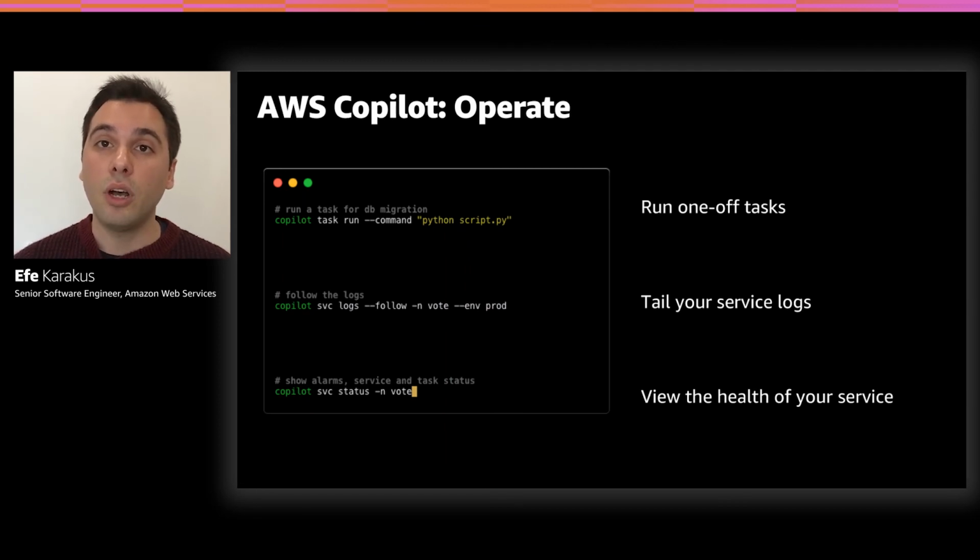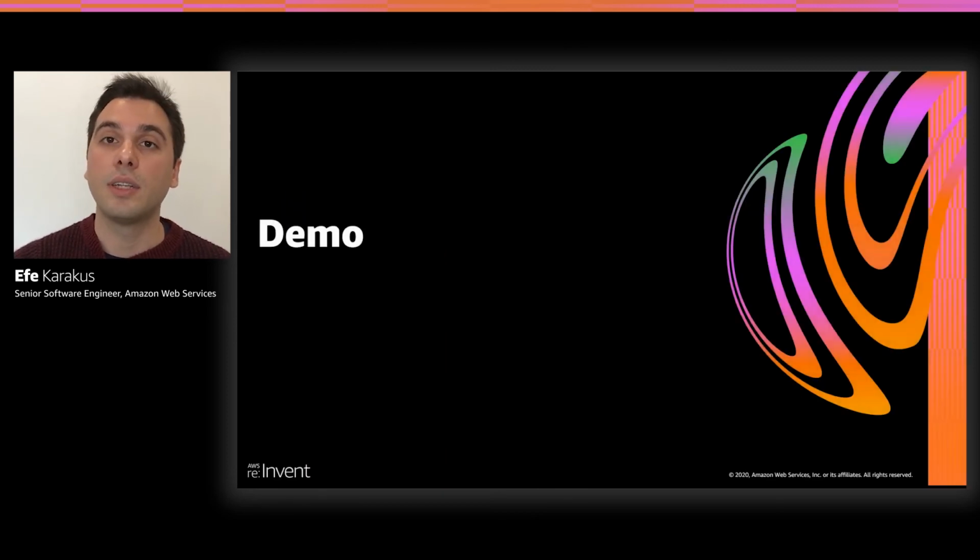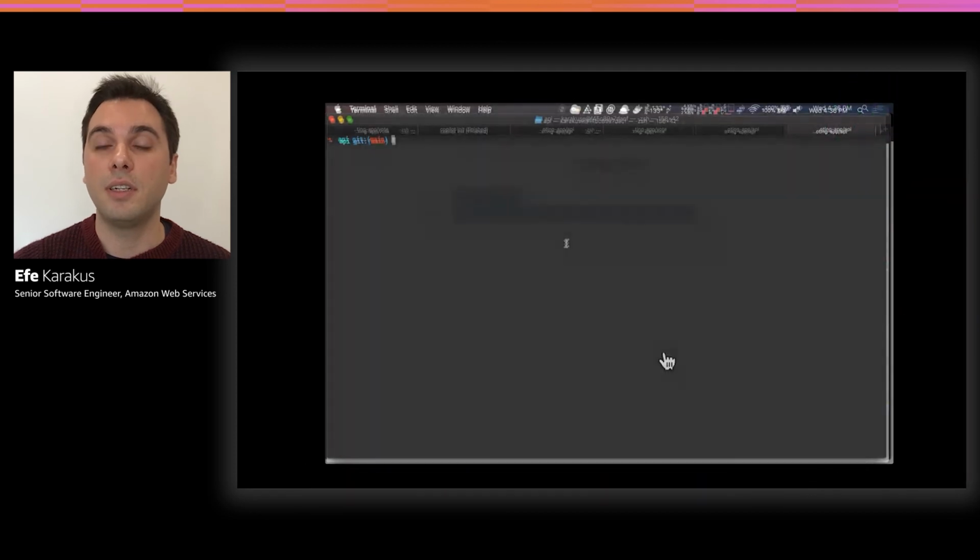If I want to view the logs of my service, then I can stay in my terminal and I can just type Copilot service logs --follow, and that will tail the logs for my service. Or I can type Copilot service status to view the health of my service. So let's do a demo and let's take a look at some of those operational commands that are available to me.